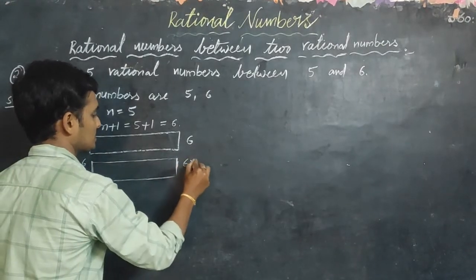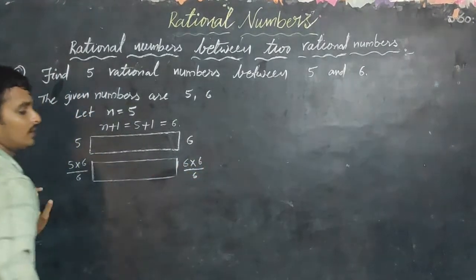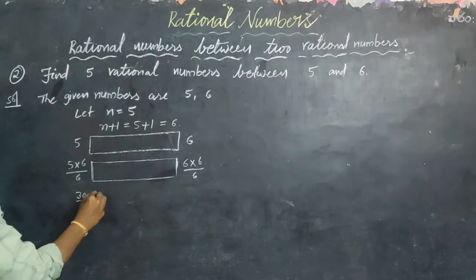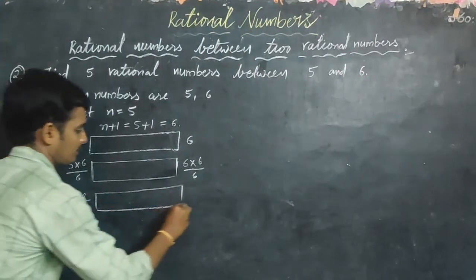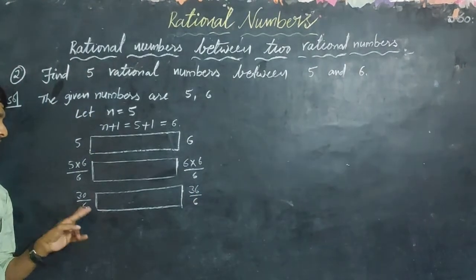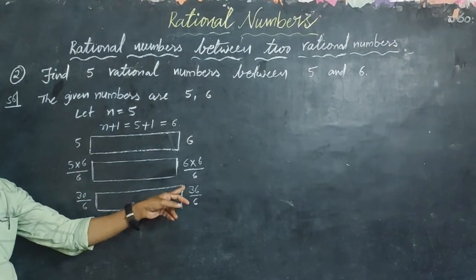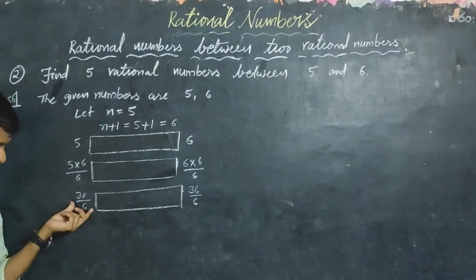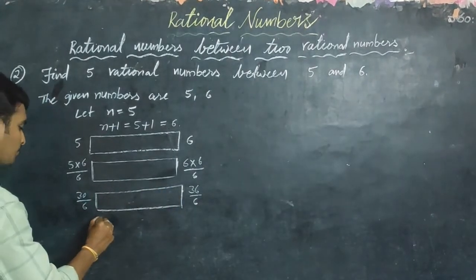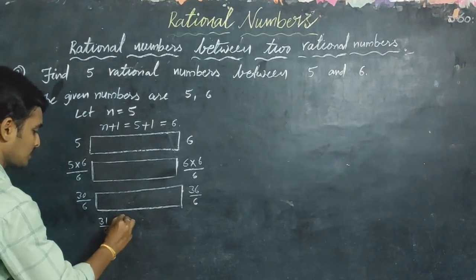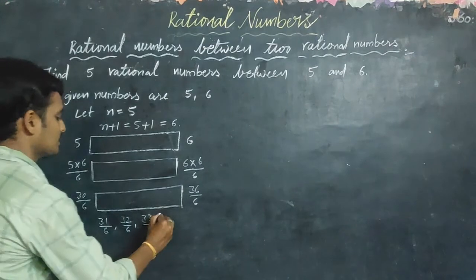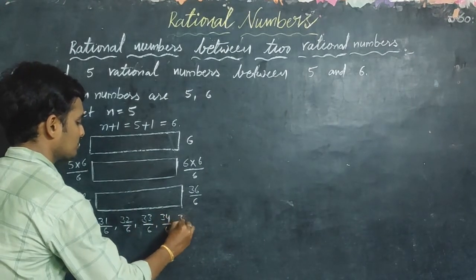Again, 6 into 6 by 6. Now 5 sixes are 30, so 30 by 6. Again here, 6 sixes are 36, so 36 by 6. No need to cancel here. If you cancel 6 into 30, we get 5. If you cancel 6 into 36, we get 6. No need to cancel. Now 30 by 6 and 36 by 6. In between 30 by 6 and 36 by 6, we have 5 numbers. What are they? 31 by 6, 32 by 6, 33 by 6, 34 by 6, 35 by 6.